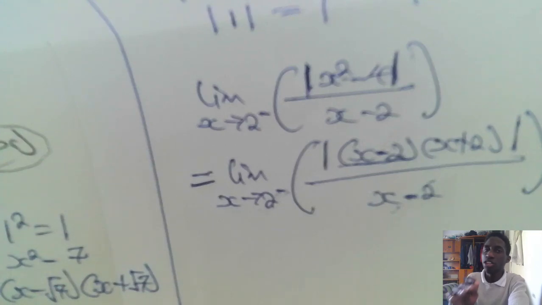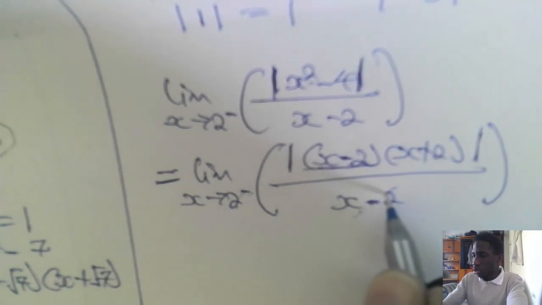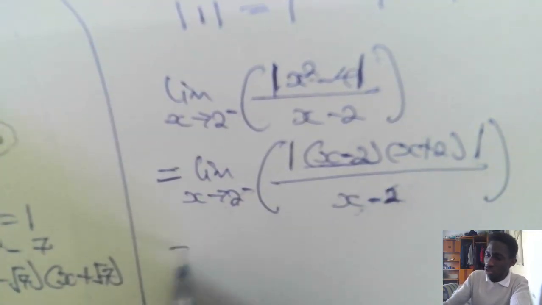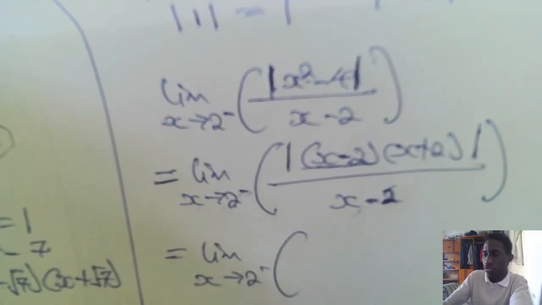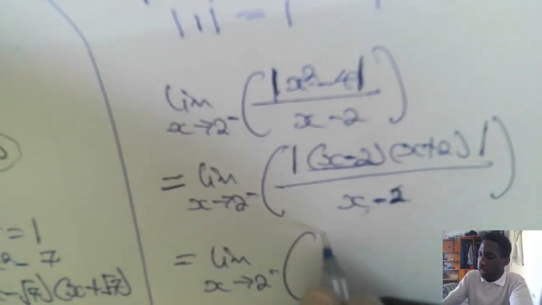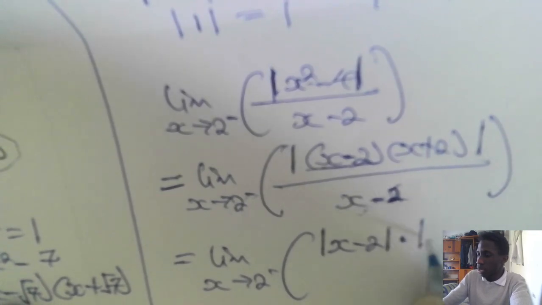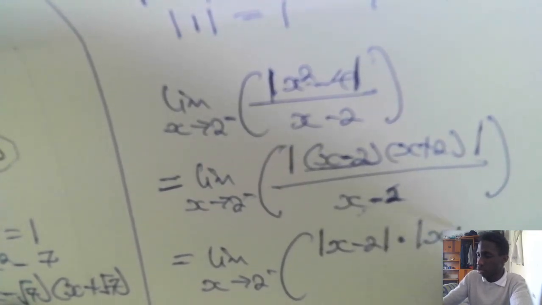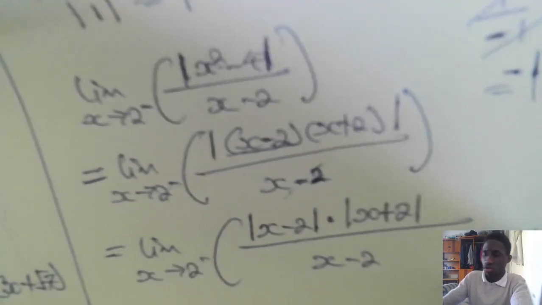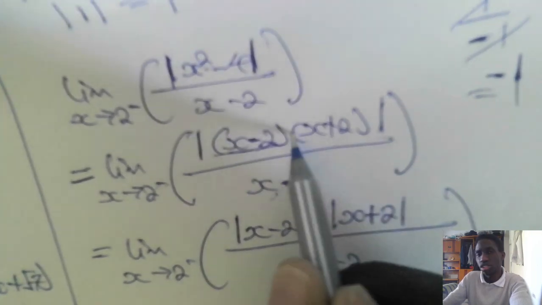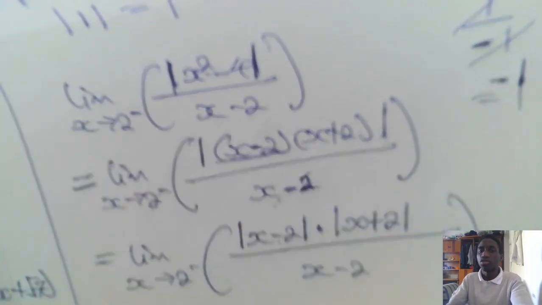Now, this is where your ability to picture the function comes in. Sorry about that. You can further break this down as the absolute value of x minus 2, multiplied by the absolute value of x plus 2, divided by x minus 2. This is equal to the absolute value of this one multiplied by the absolute value of this one. That's how the absolute value works.